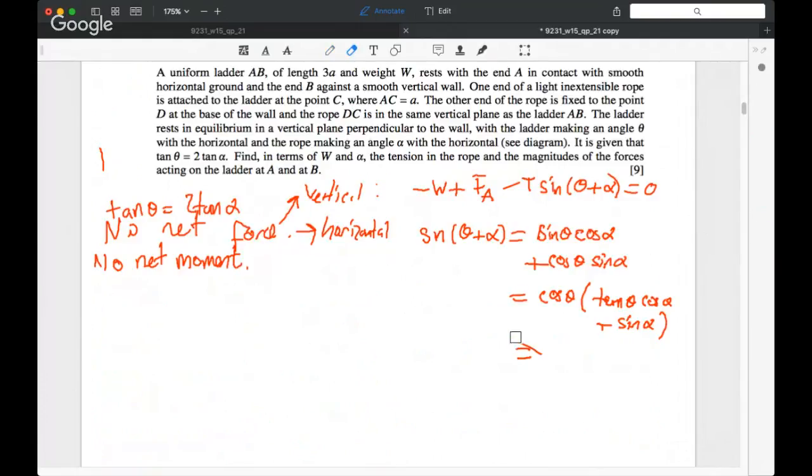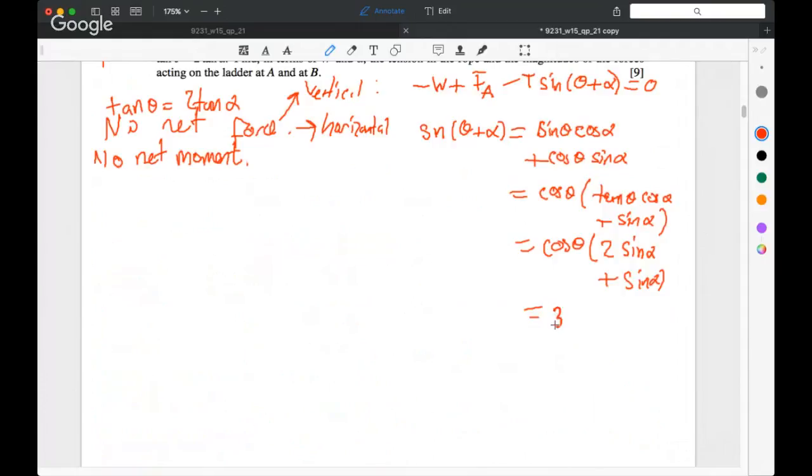And then you get cos theta is 2 tan alpha. But I'm not going to write the tan alpha here because tan alpha is sine alpha divided by cos alpha. So if I were to put a tan alpha in here, sine alpha divided by cos alpha, there's already a cos alpha here, so you can see those will cancel. And then add that to the sine alpha. And we can see that it's just going to be 3 cos theta sine alpha.